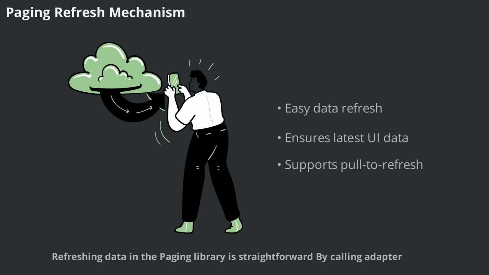Refreshing data in the paging library is straightforward. By calling adapter refresh on the paging adapter, you reload data from the start, ensuring the UI displays the latest information. This mechanism is useful for implementing pull-to-refresh features or updating lists after data changes.